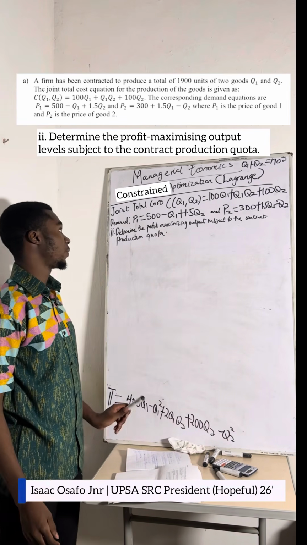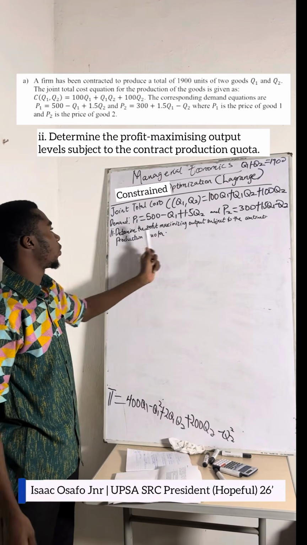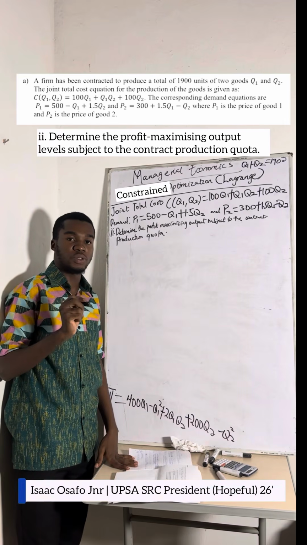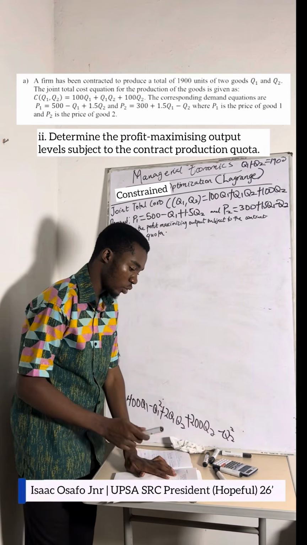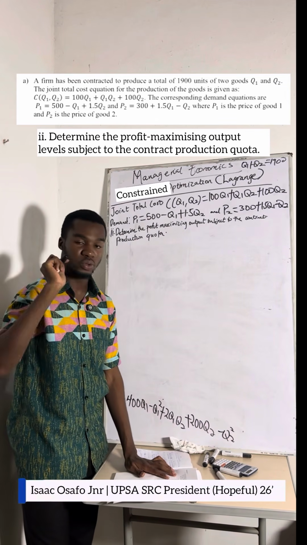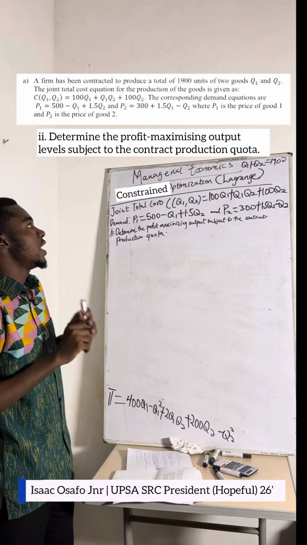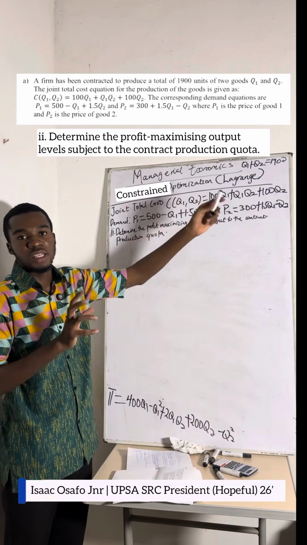So now they are saying that we should find the output that will maximize the profits subject to the contract production quota. The contract production quota is a constraint that is given to you. You get it? And that was in the question. The question said a firm has been contracted to produce a total of 1,900 units of two goods. So the question is asking you, what's the maximum profit you can make if the total output you are using is 1,900.